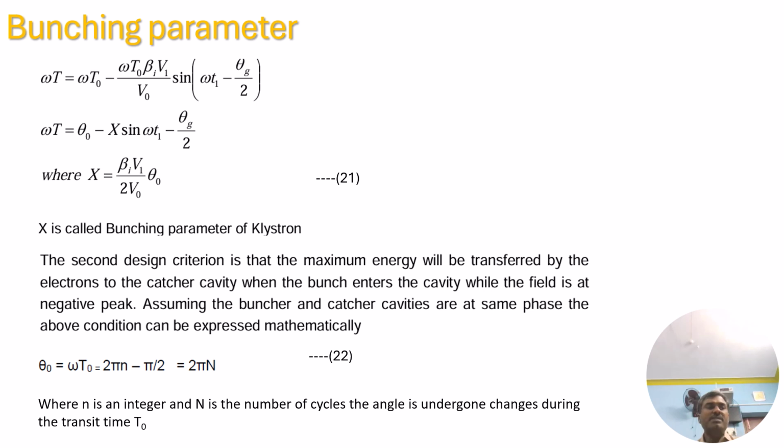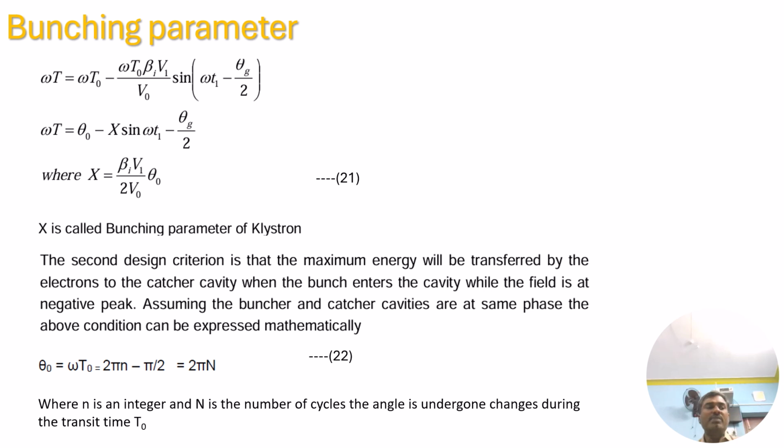Then we can express omega into capital T as theta naught minus x sin omega t1 minus theta g by 2, where x equals beta I V1 by 2 V naught into theta naught, where x is called the bunching parameter of the two cavity Klystron amplifier.